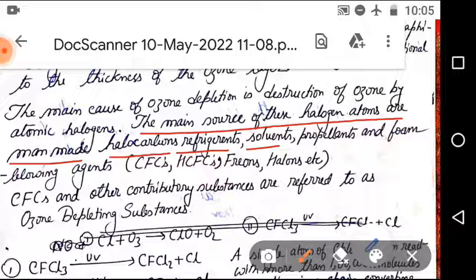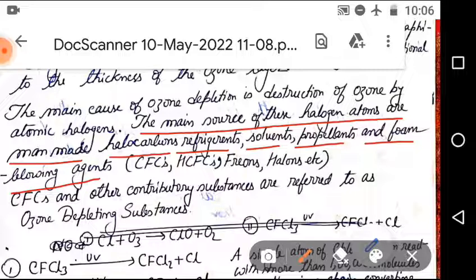A solvent is used normally to dissolve a particular substance called solute. Like we know that water is a universal solvent. It can dissolve almost anything. But sometimes there are some things where water cannot be used as a solvent, for example, in some cases of preservative. So for that reason we have to make some artificial solvents, and most of the solvents made by human beings are made from halogen groups. Okay, propellants and foam blowing agents.